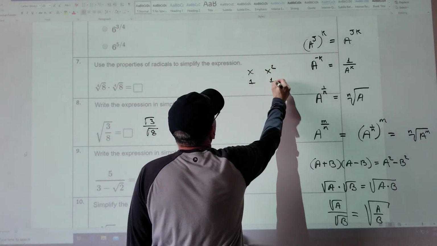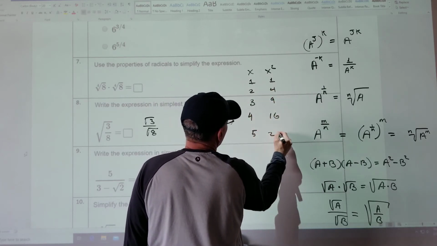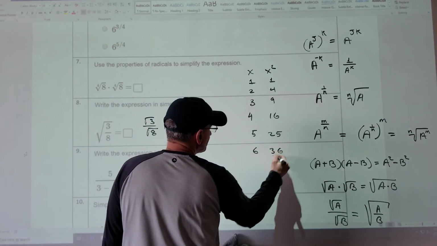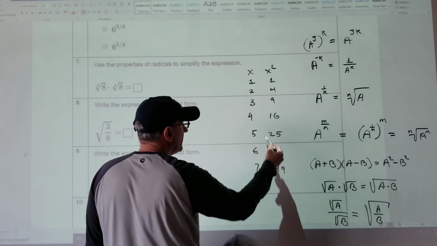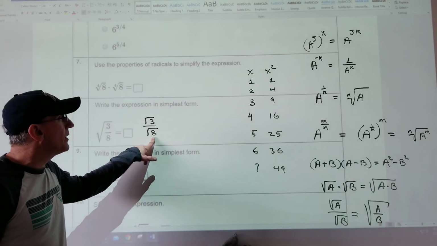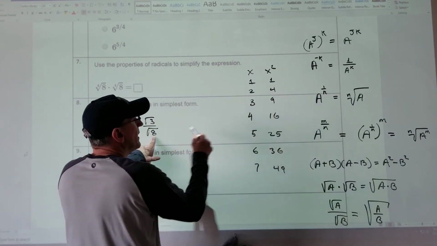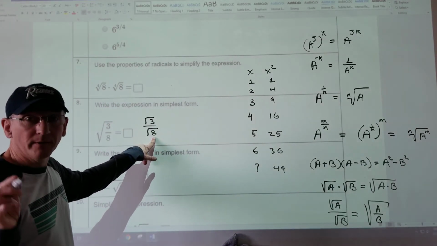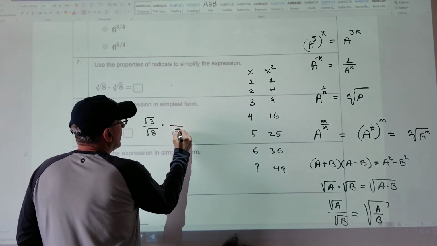So you got 1 squared is 1, 2 squared is 4, 3 squared is 9, 4 squared is 16, 5 squared is 25, etc. That's probably far enough. What you're looking for this time is the smallest number you can find over here that 8 will go into. 8 will go into what? It won't go into 4 or 9 because those are smaller than 8. But doesn't 8 go into 16? Yes. How many times? Twice. So what you're going to do is multiply by the square root of 2. And you have to do it like this.